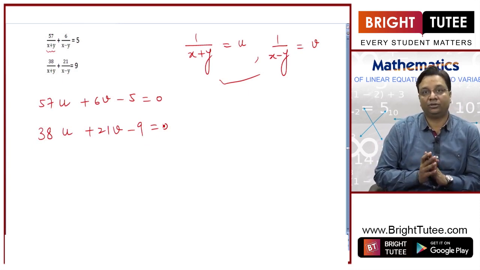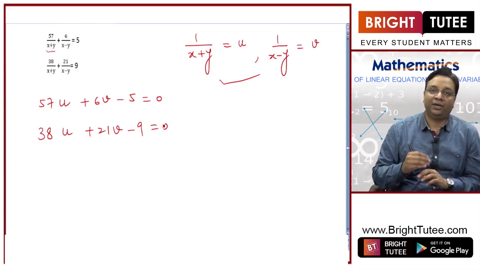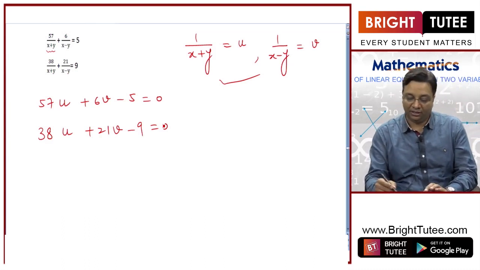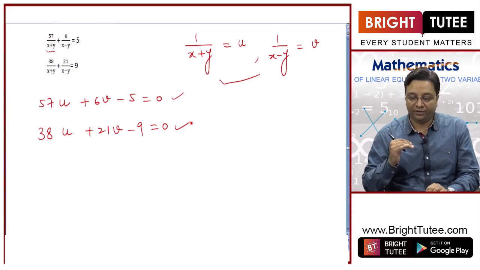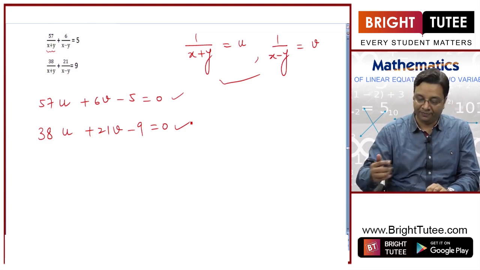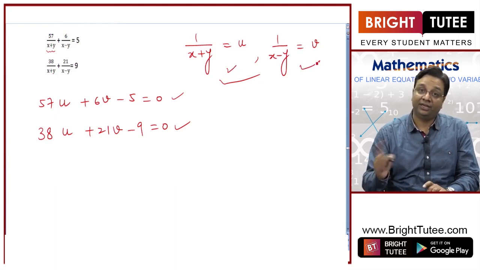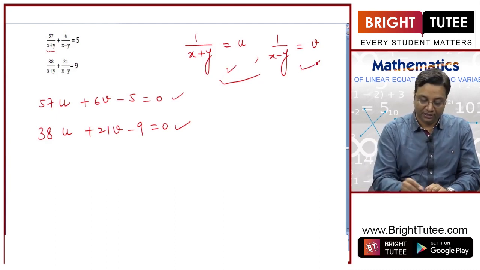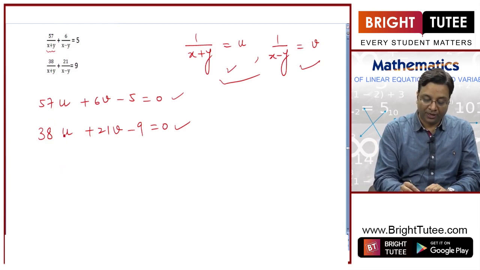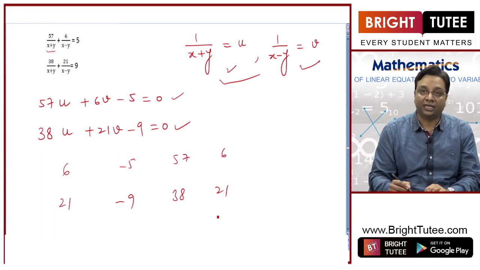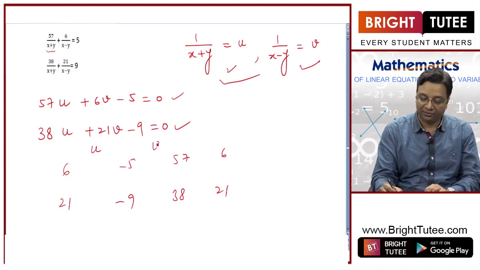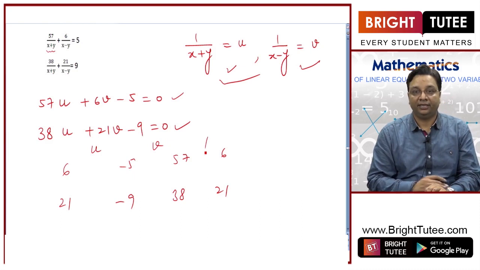Now I can apply the cross multiplication method, but when I apply the cross multiplication method in this set of equations, I will get the values of u and v. Once I get the values of u and v, I will put it here and then find the value of x and y, right. So to apply cross multiplication method here, let me write the coefficients: 6, 21, minus 5, minus 9, 57, 38, 6, 21 once again. So I will write u here and v and then 1, right.